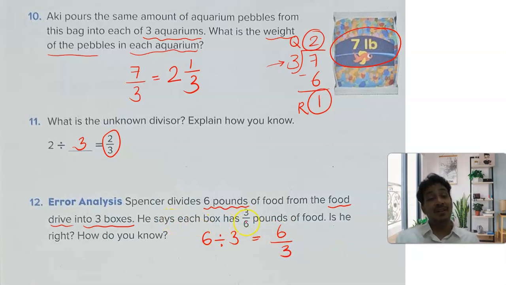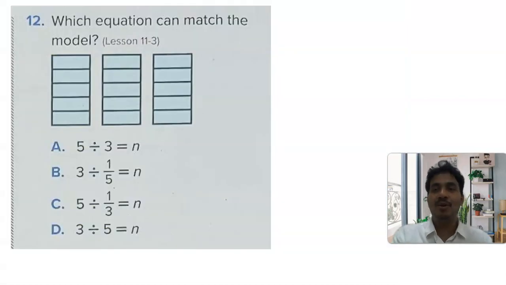He says this is 3 by 6. No, he is wrong. Is he right? No. How do you know? Because the answer is 6 over 3 pounds. So he is wrong. Okay, understood? Let's move ahead.